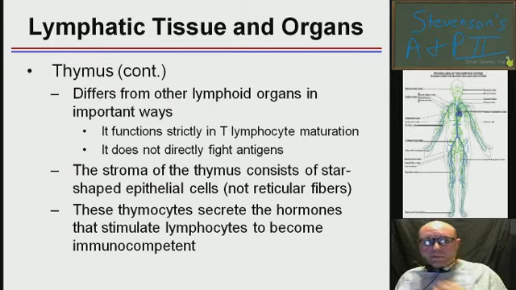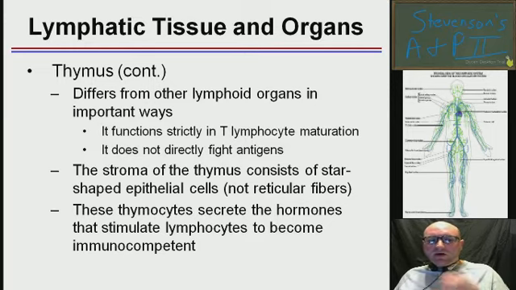It differs from other lymphoid organs in a couple of important ways. One, it functions strictly in T lymphocyte maturation. The T lymphocytes mature in the thymus gland. That's why they're T lymphocytes, T meaning thymus. It does not directly fight antigens. The lymphocytes will, but the thymus gland does not directly fight antigens.